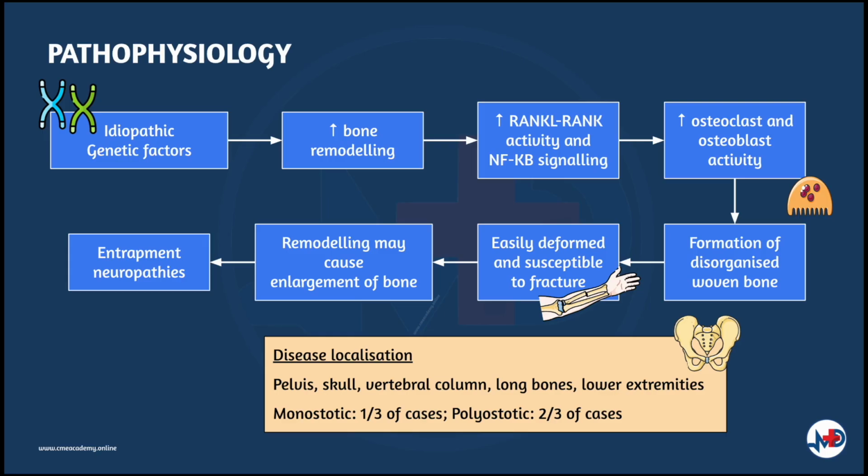The remodeled bone is more vascular and lacks strength, causing it to be easily deformed by stress and highly susceptible to fractures. Occasionally, the remodeled bone is enlarged, and this causes entrapment neuropathies, especially when this occurs where nerves pass through bony tunnels, for example, at cranial nerve canals, skull base foramina, and the spinal canal.